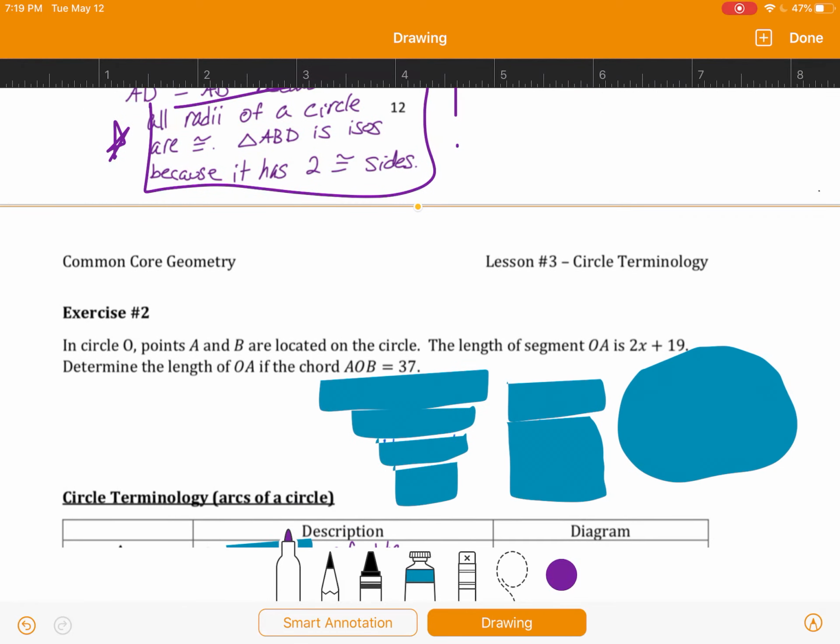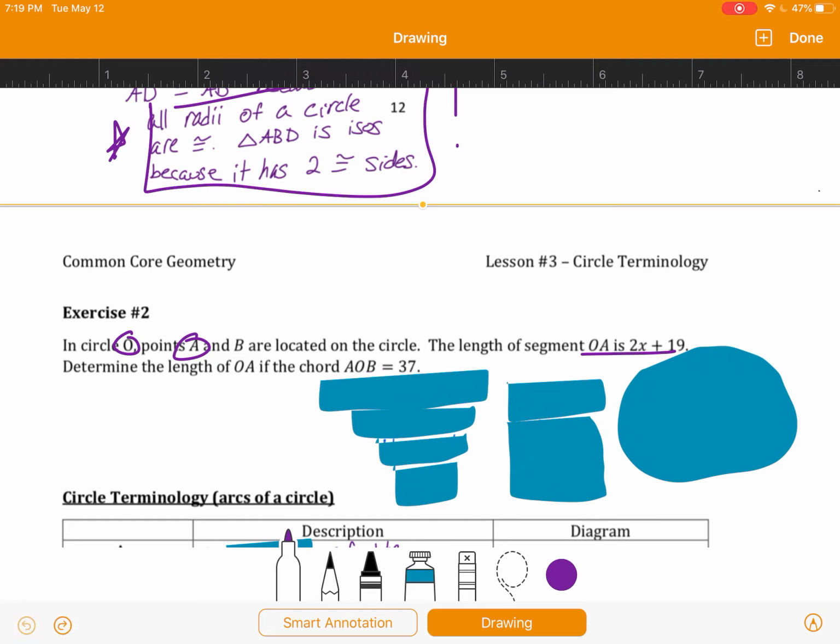So the next thing we're going to talk about is if we didn't have a picture and you had to draw the picture. For this one, it says that we have circle O, which means O is the center of the circle, and A and B are located on the circle. And it's telling us OA is 2x plus 19. So that means OA goes from the center to a point on the circle. So that is the radius. OA is the radius.